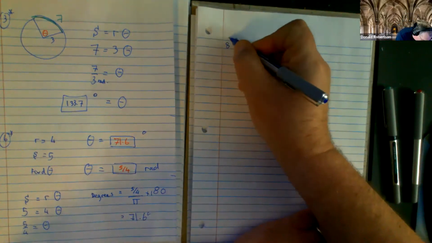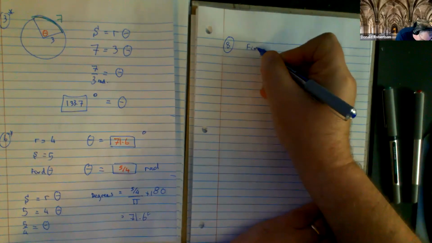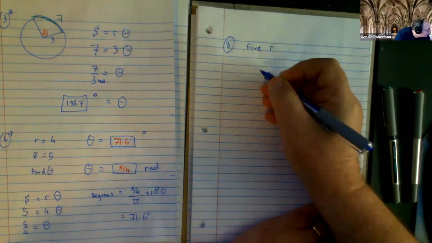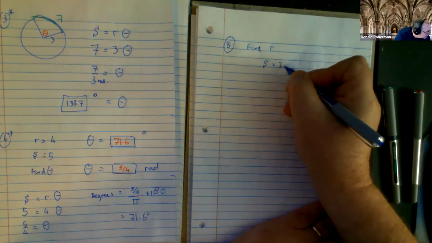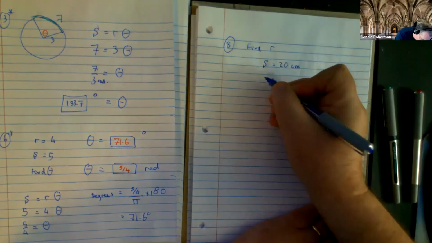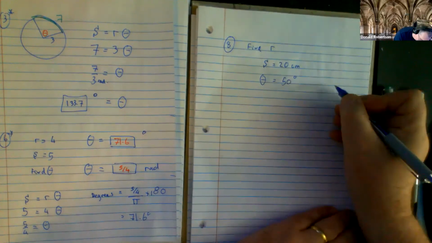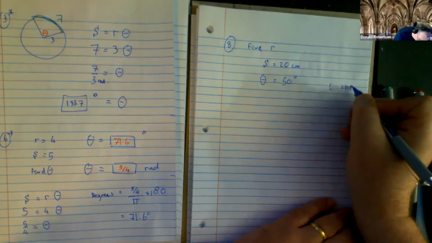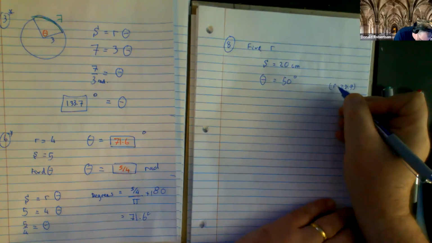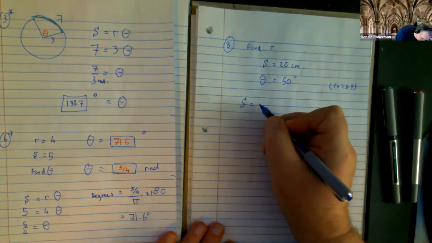Here's a question where the information is not really in the way I want it to be. We're being asked to find the radius. We're being told the arc length is 20 centimeters, and the angle is 50 degrees. They ask us to round the answer off to 2 decimal places when we're finished, right? So we're going to find R to 2 decimal places. So I'm going to start with that guy.